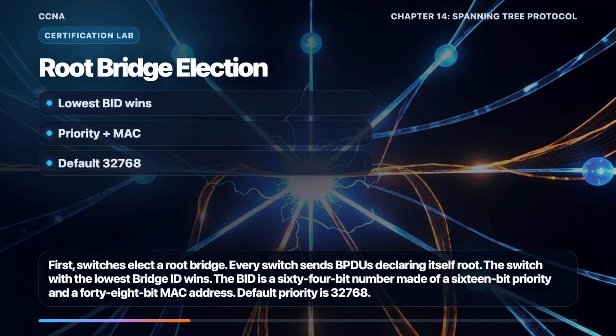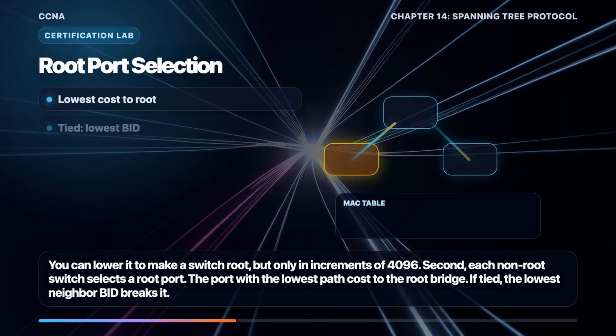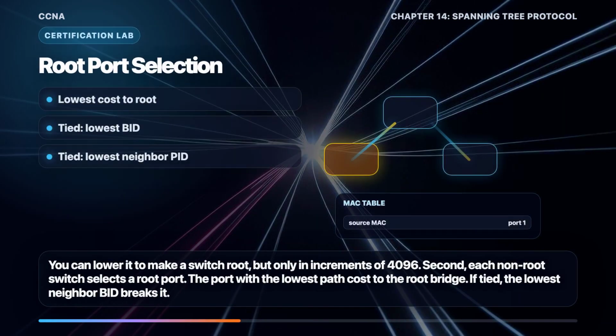First, switches elect a root bridge. Every switch sends BPDUs declaring itself root. The switch with the lowest bridge ID wins. The BID is a 64-bit number made of a 16-bit priority and a 48-bit MAC address. Default priority is 32768. You can lower it to make a switch root, but only in increments of 4096.